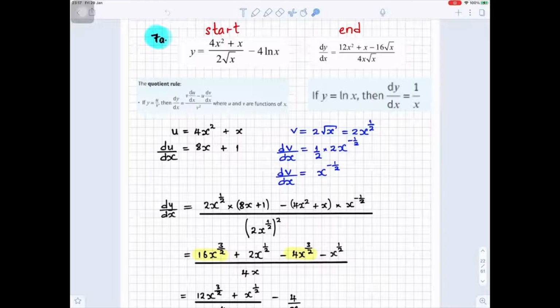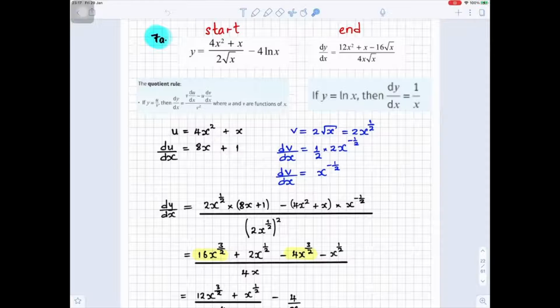Du over dx goes next. Minus goes next. U, which is 4x squared plus x, goes next, times dv over dx, which is x to the power minus a half, all divided by v squared. V is 2x to the half, you put it there and you square it. All we have done is substitute.